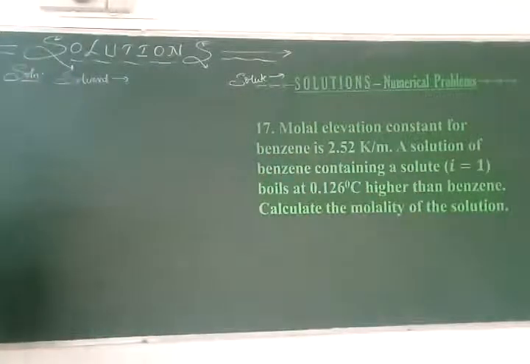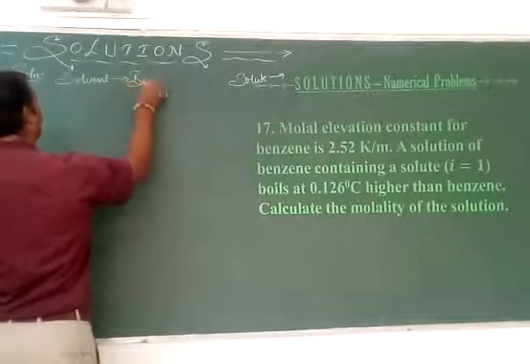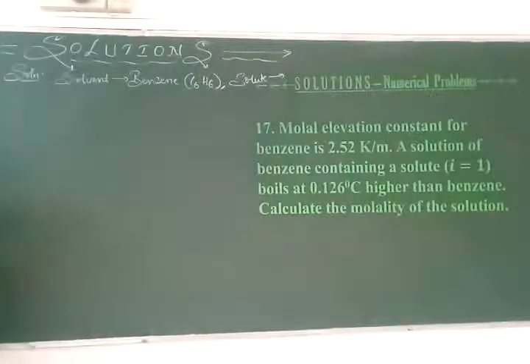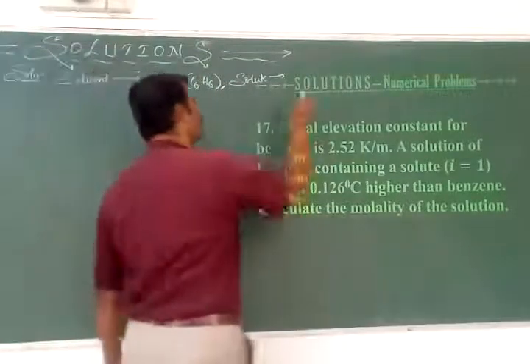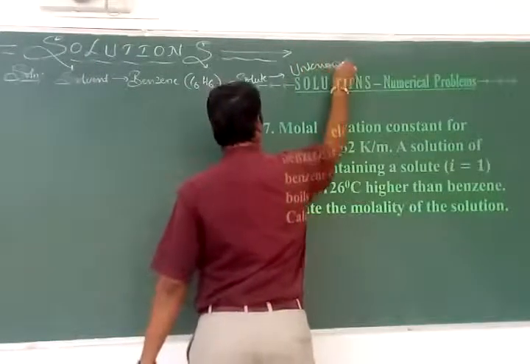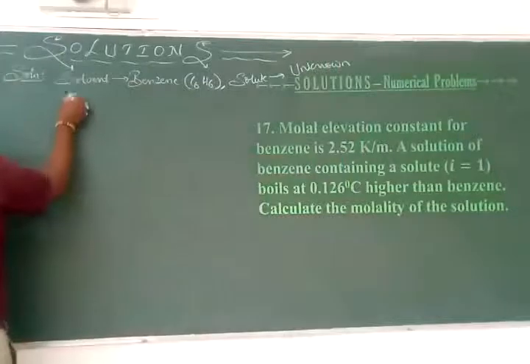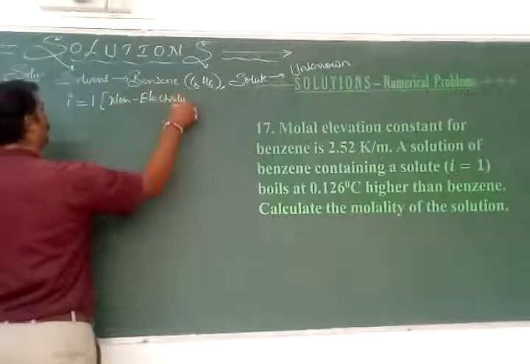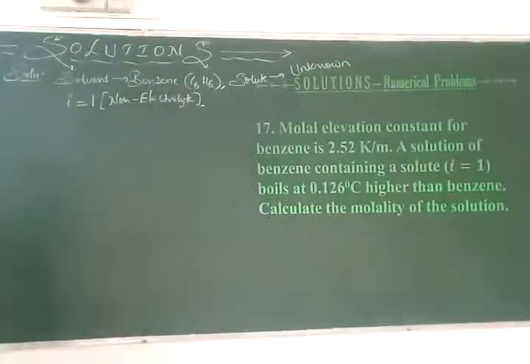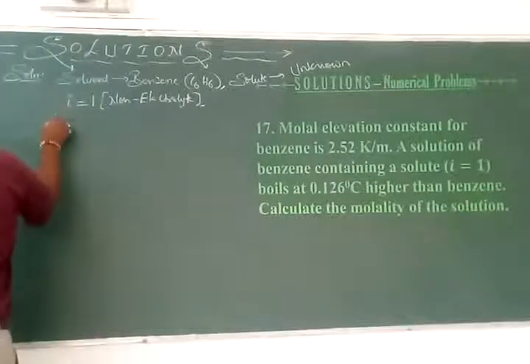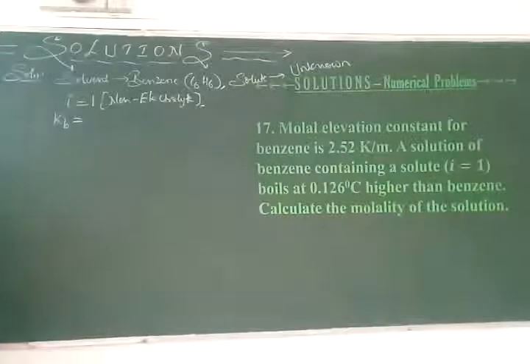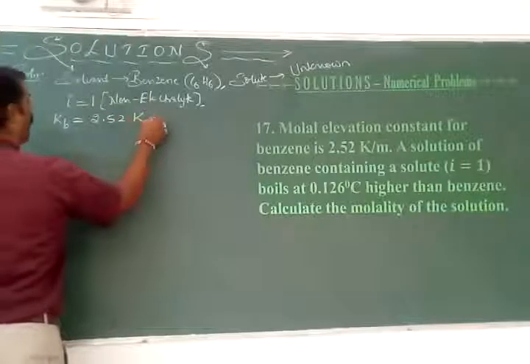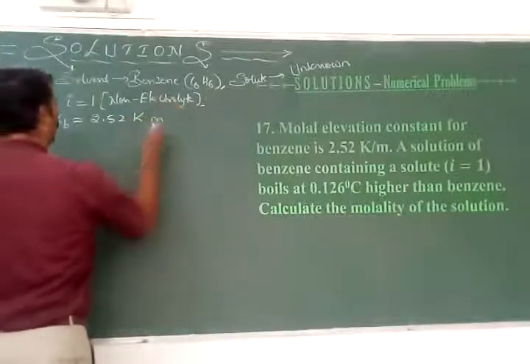Here, molar elevation constant for benzene means the solvent is benzene. It is having a formula C6H6. Which is the solute? A solution of benzene containing a solute, he has not mentioned any name for that, therefore it is going to be unknown, with i factor given as 1. That shows that it is an example of a non-electrolyte. The molar elevation constant means the symbol is going to be Kb. It is going to be 2.52 Kelvin per molal.